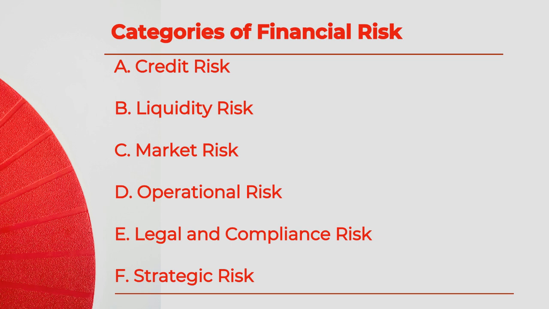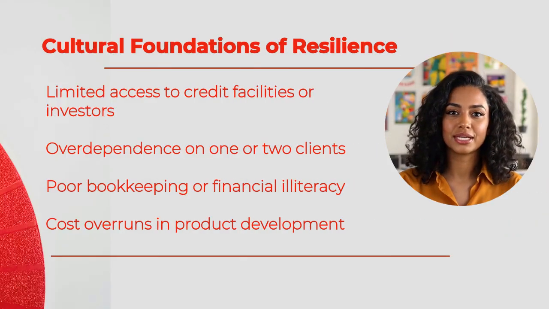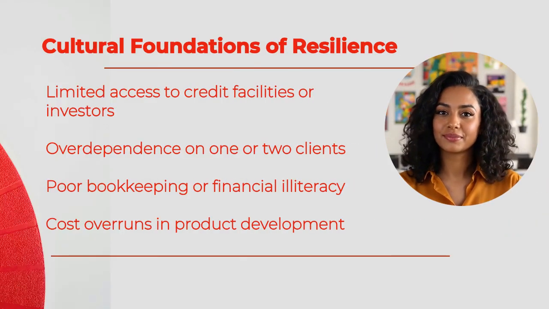D. Operational risk, the risk of loss resulting from inadequate or failed internal processes, systems, or external events. E. Legal and compliance risk, the financial implications of lawsuits, penalties, or regulatory breaches. F. Strategic risk, the financial loss resulting from poor business decisions, inaccurate forecasting, or entering the wrong market at the wrong time.